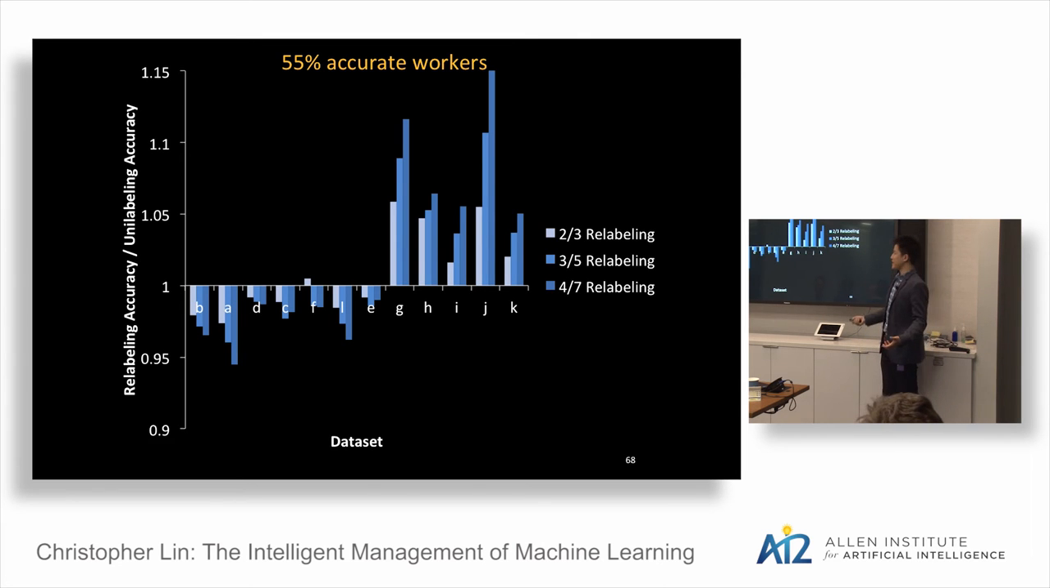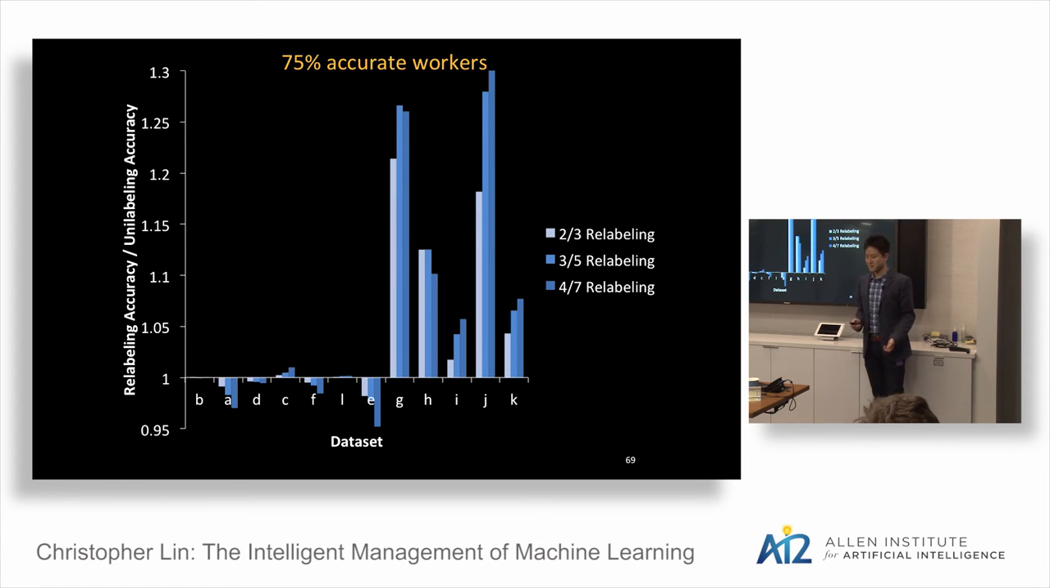So what happens if we make the workers moderately accurate? Well, you might expect that relabeling becomes more powerful, and it does. Is this averaged over a whole bunch of data sets? Each one of these is a data set. Oh, I see.